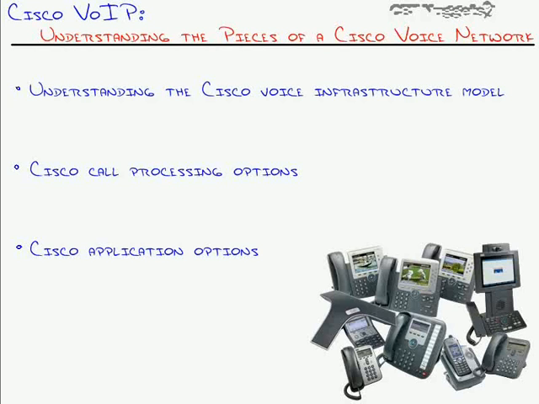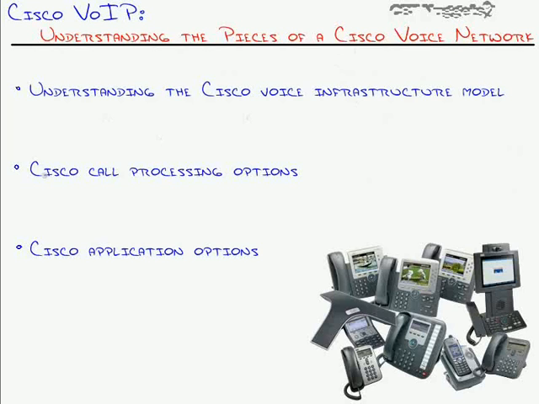Now, earlier in the series, I talked about why people are moving to voice over IP and the advantages of it and so on, so I'm not going to spend time on that. What I'd like to do is focus on how Cisco integrates into this network. What does Cisco bring to the table? I'll start off with the Cisco voice infrastructure model, which is all about how our Cisco devices can connect in and how to design the network.